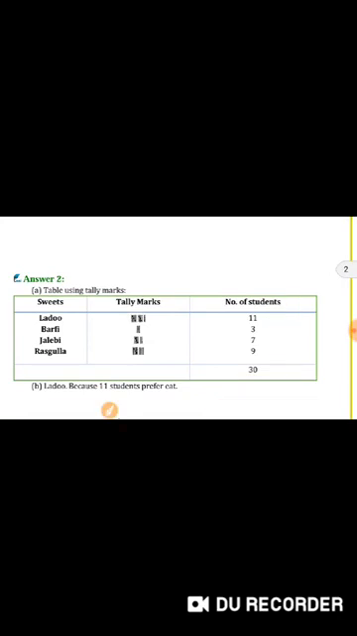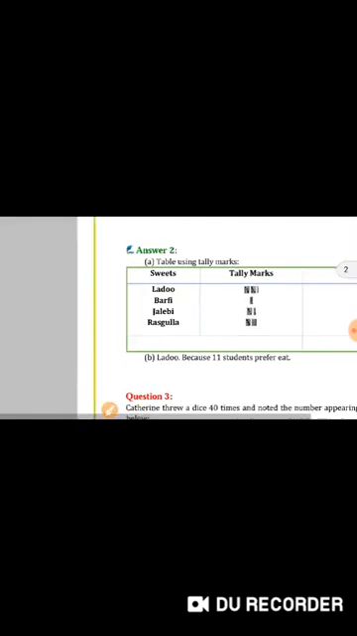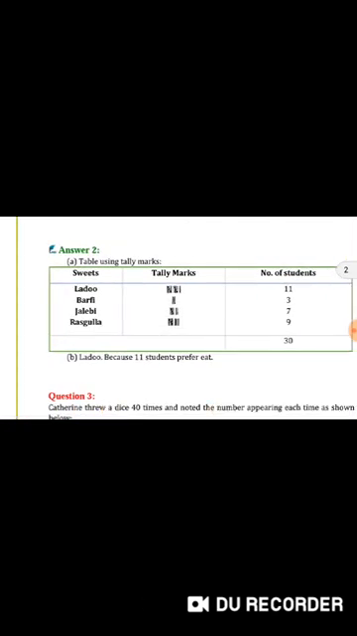So total 30 students. The first question is, arrange the names of sweets in the table using the tally marks. Yes, we did. Which sweet is preferred by most of the students? Which is the highest? Laddu, because 11 students prefer to eat it. Then question number 3.